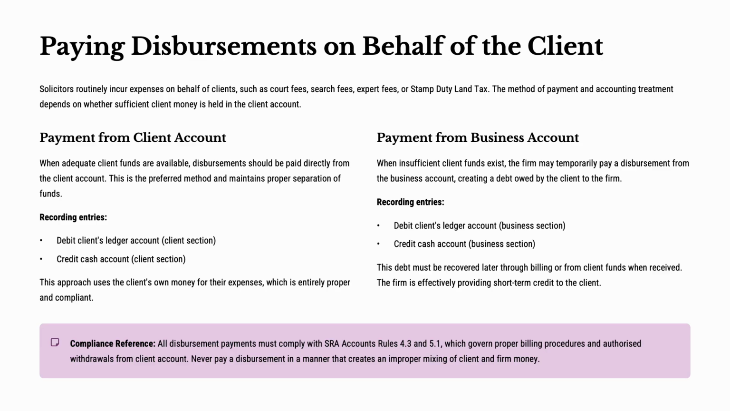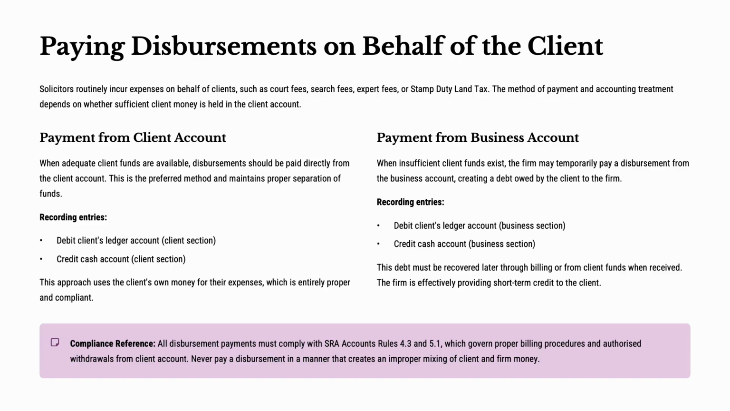So paying disbursement on behalf of client, disbursements are paid from client money if sufficient funds exist. In that case, debit client ledger client section, credit cash account client section. If there is not enough money, pay from business account and recover later. Debit client ledger business section, credit cash account business section. Always ensure compliance with Rule 4.3 and 5.1 before transferring funds.